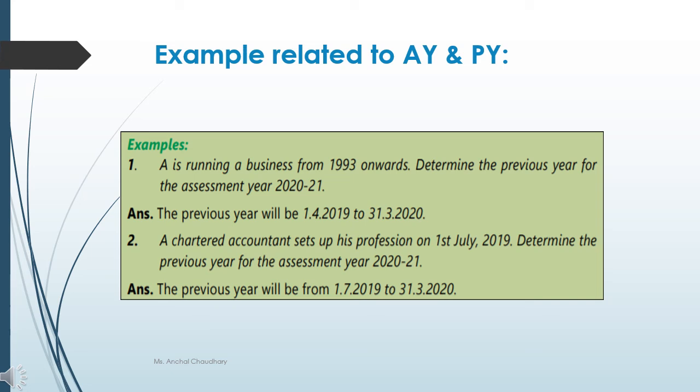So your first accounting year will follow the same. It will not be like 1st July 2019 to 30th June 2020 that we will consider. No, we will not do like this. From when your business has started, that is your 1st July, up to the completion of the financial year, that is your 31st March. So this is how we have to calculate your assessment and previous year.